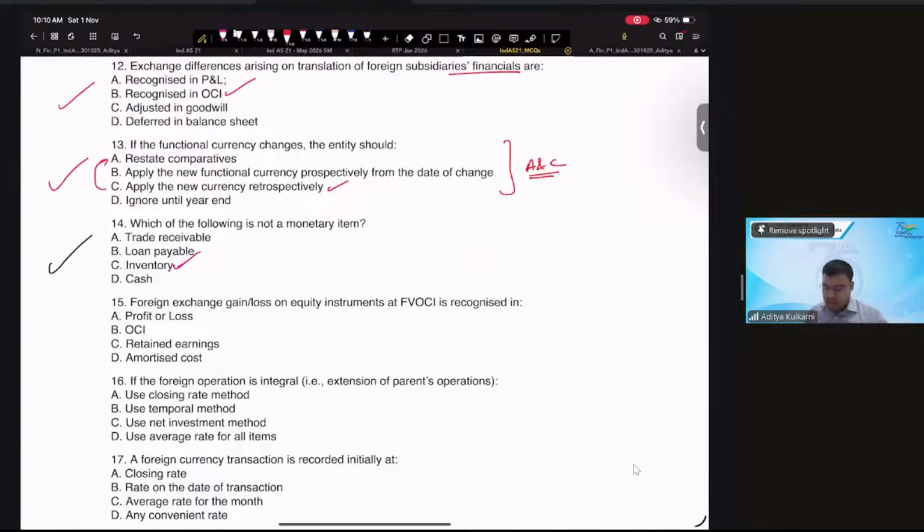15. Foreign exchange gain or loss on equity instruments at FVOCI. It is at fair value through OCI, so it will go to OCI. We saw this yesterday, right? If the original gain or loss is in P&L, the exchange gain or loss also will go in P&L. If something is in OCI, the exchange gain or loss also will go in OCI. So that is your 15.